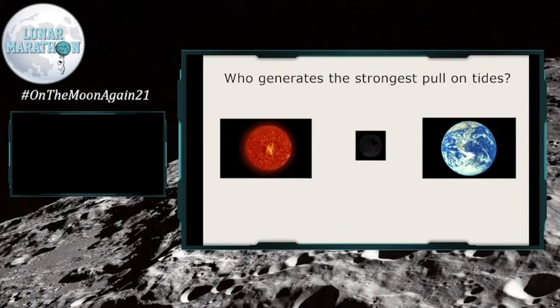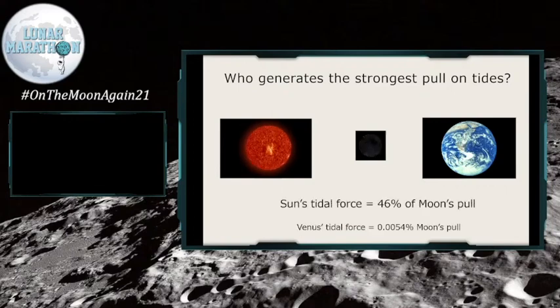One of the questions I used to get asked quite a lot, particularly from school children, was who generates the strongest pull on the tides on our Earth? Is it the moon? Is it the sun? And what role do the other planets play in those tides?